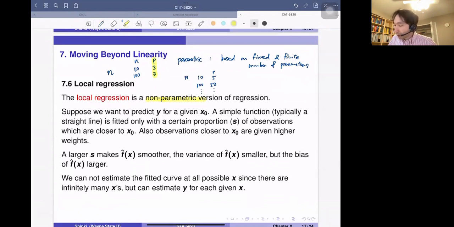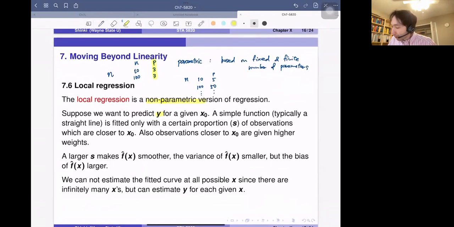Suppose we want to predict y for a given x. A simple function, typically a straight line, is fitted only with a certain proportion of observations which are close to the x naught. So this is the local regression. Suppose that we have 1,000 observations, but the data ranges widely in the domain. So only relevant observations are just observations close to that observation.